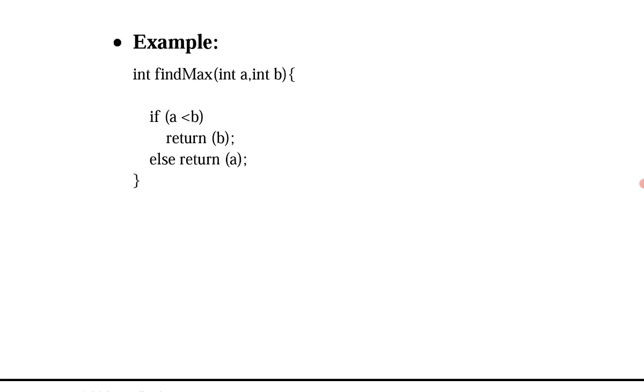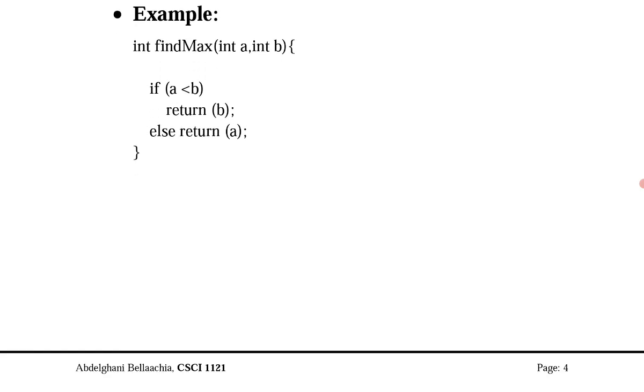So this is a simple example of a max function. int find max, int a, int b, bracket open. If a is less than b, return b, else return a.